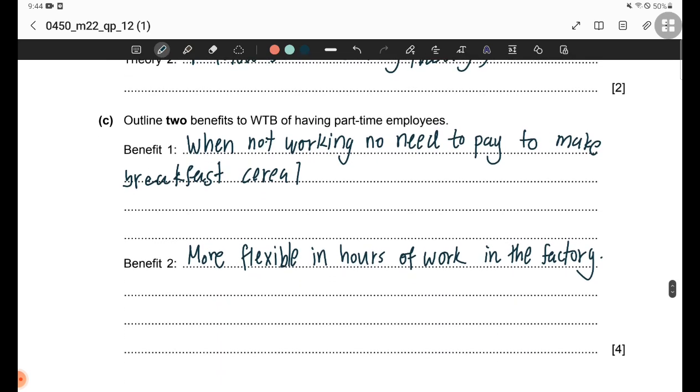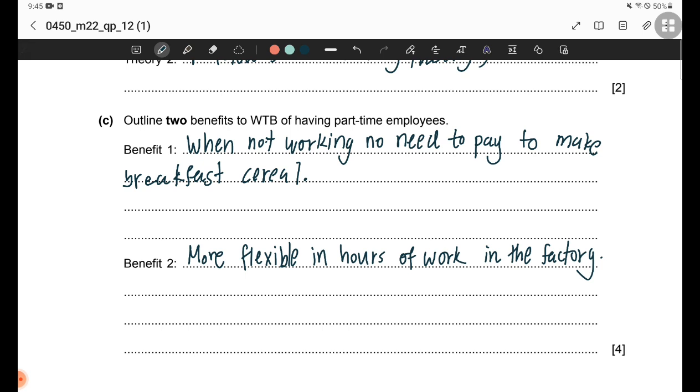Okay, part C. Outline two benefits to WTB of having part-time employees. This one should be easy. There are a lot of benefits of having part-time workers. And again, you can use your own words. So the first benefit is when the part-time employee is not working, the business doesn't have to pay. To make the breakfast cereal, you just have to mention it in order to get your application marks.